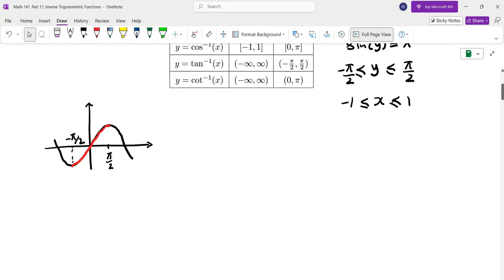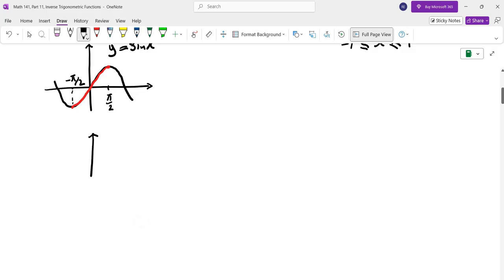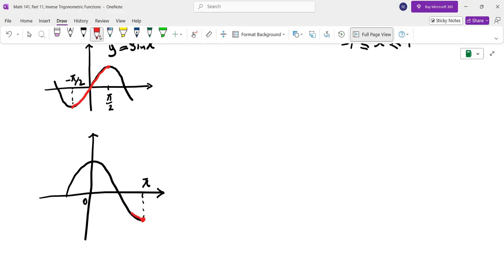This one is y equals sine. If we look at the graph of cosine, there is also a natural interval where the function is one-to-one. The graph of cosine is something like this, and it is one-to-one from 0 to pi. So in order to define the inverse of this function, we limit the domain to 0 to pi.